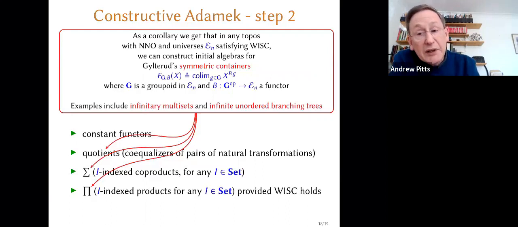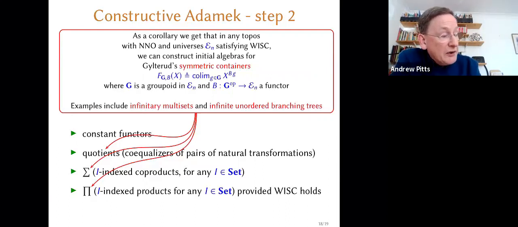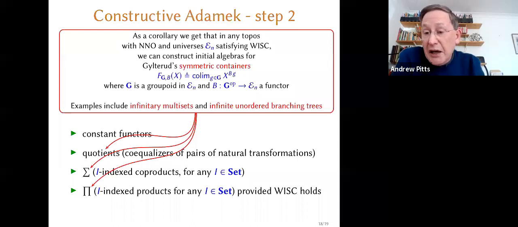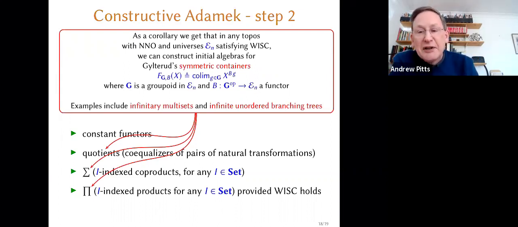So to summarize, if you're prepared to accept whisk in your setting, we get a class of functors closed under sigma and pi and quotients and constant functors. And you can do it parametrically, in the sense that you can take initial algebras in one argument while keeping the other fixed, to get a functor which you then take an initial algebra of. So we get a very rich collection of things that have initial algebras.